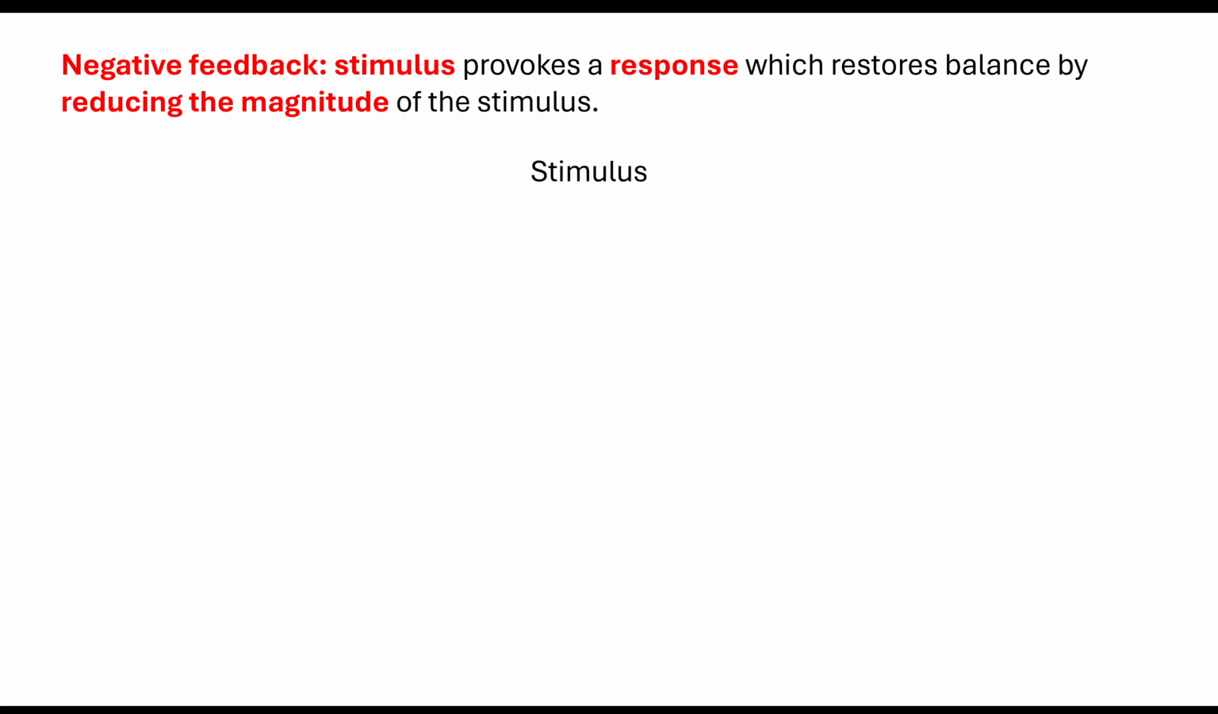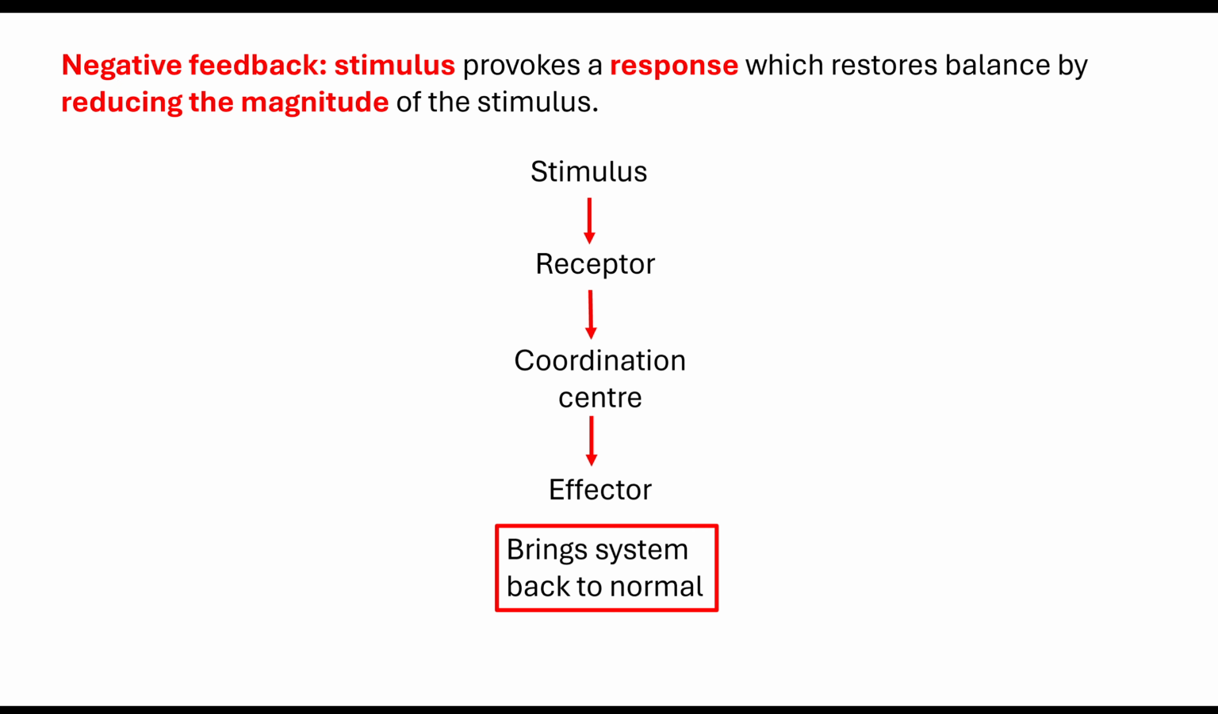Negative feedback is where you have a stimulus which is going to provoke a response. That response should restore the balance by reducing the magnitude of the stimulus. So what we're basically saying is the stimulus is detected by a receptor. The receptor passes that on to the coordination center. The coordination center then passes that on to the effector, and this is going to bring our system back to normal.